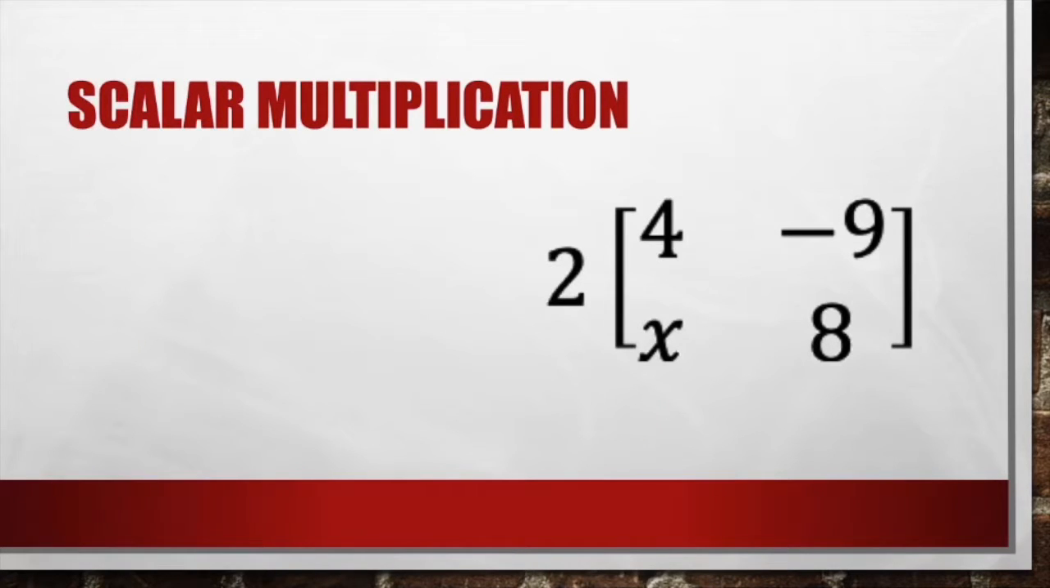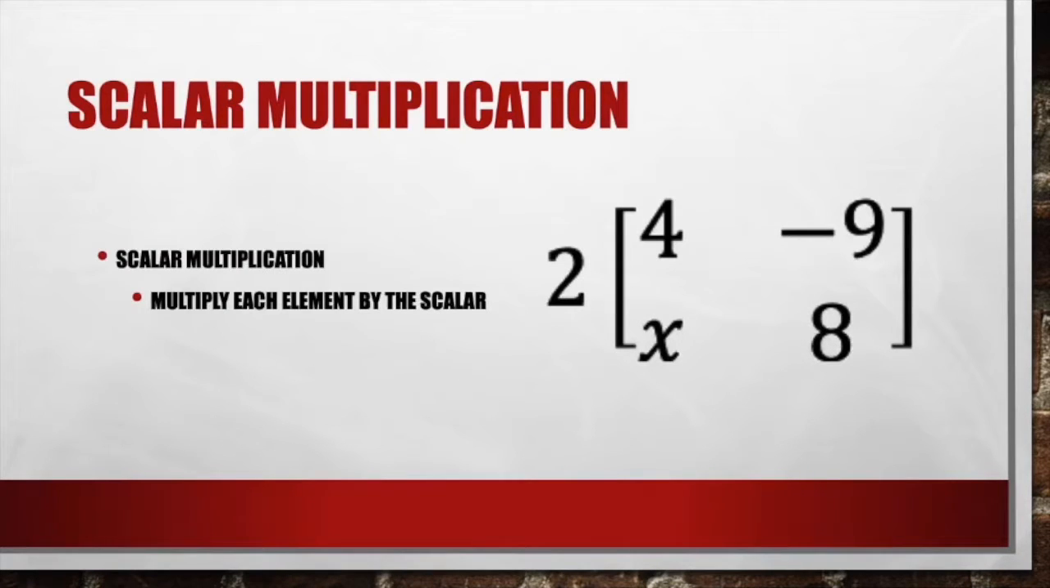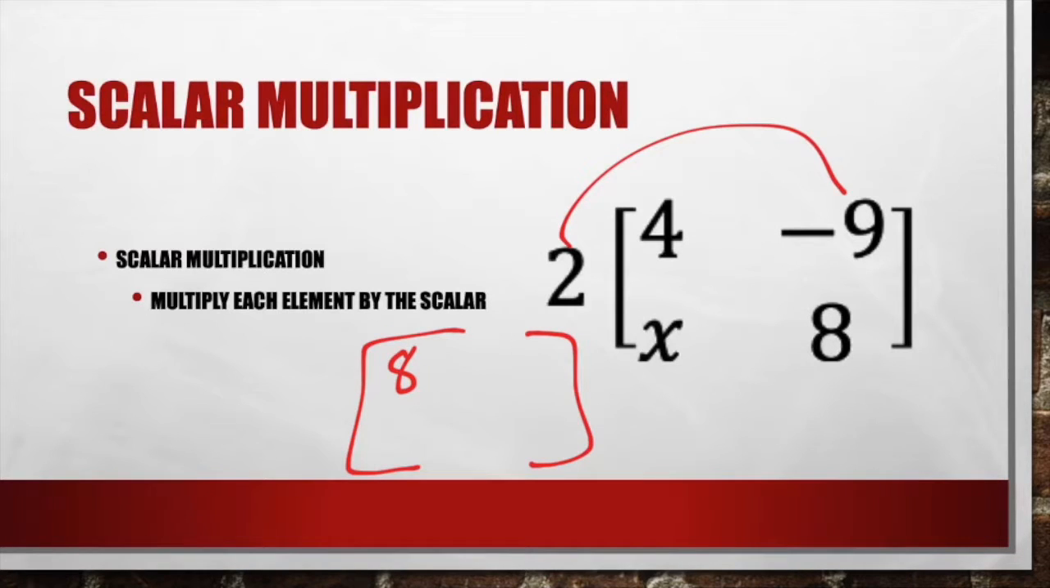Now we're going to do something called scalar multiplication. Scalar multiplication is very similar to the distributive property. We just multiply that 2 to everything. There's never going to be a time when you can't do scalar multiplication. There's nothing to do with dimensions like we had before. So if I multiply the 2 by the 4, I'll get 8. It'll be in the top left just like the 4 was. I'll multiply that 2 times the negative 9, and I'll get negative 18, and it'll be in the top right like the negative 9 was.